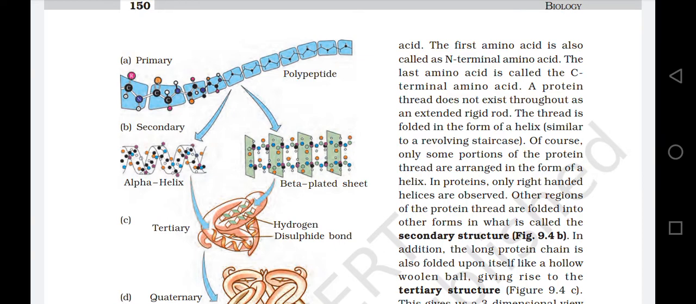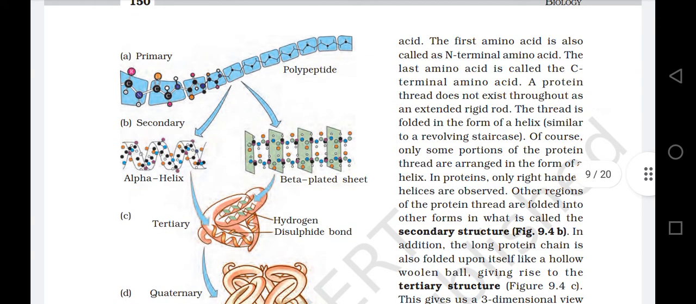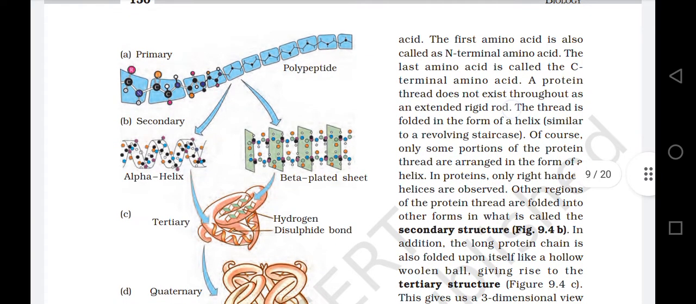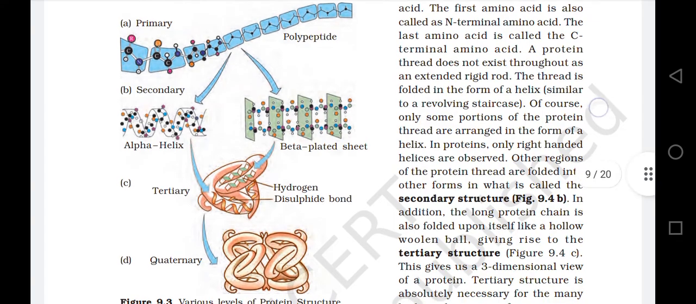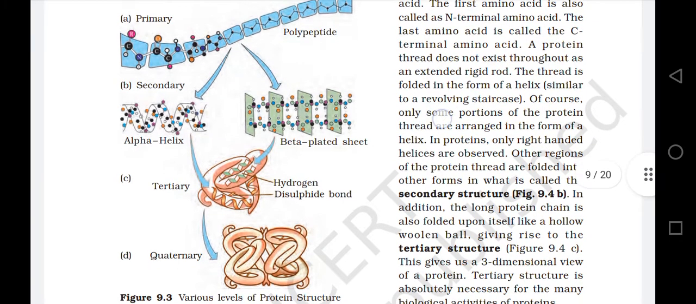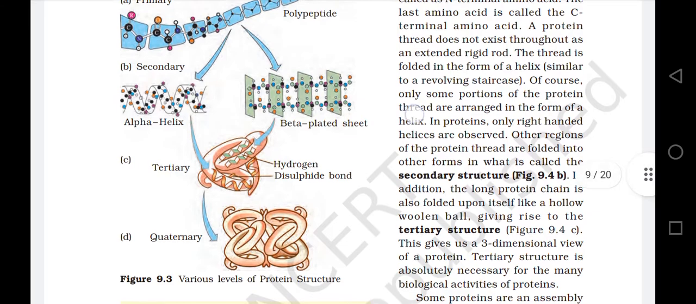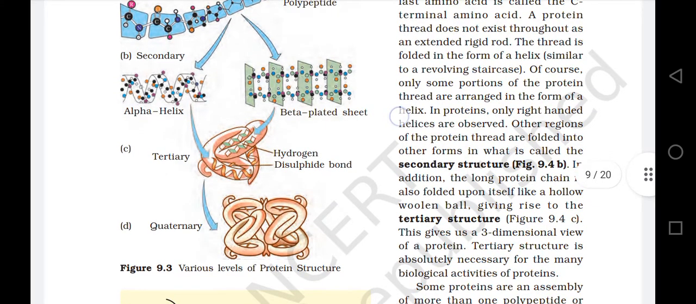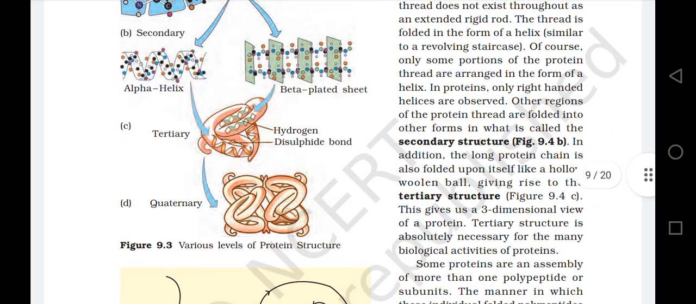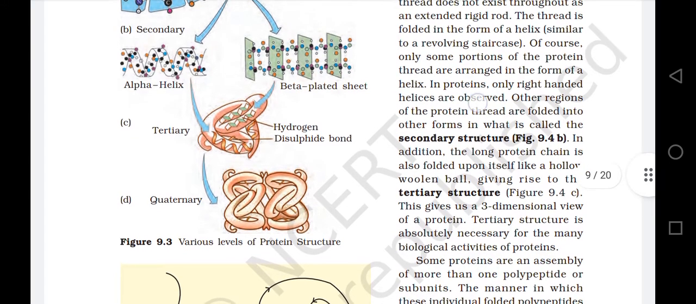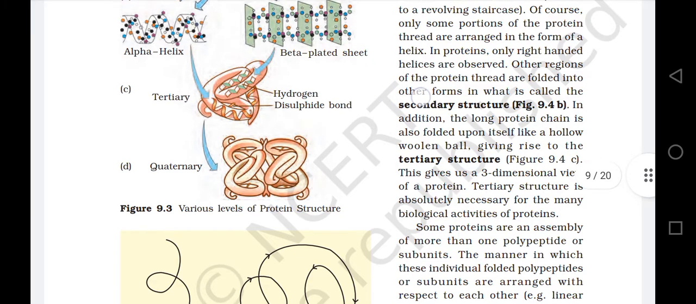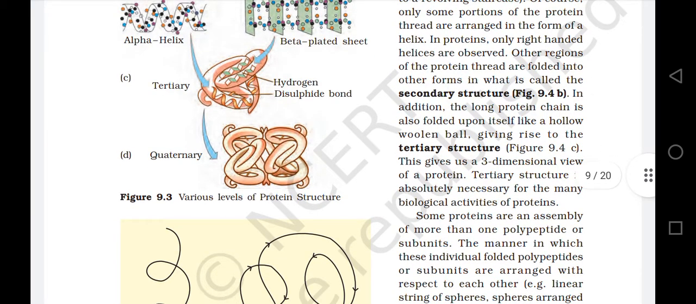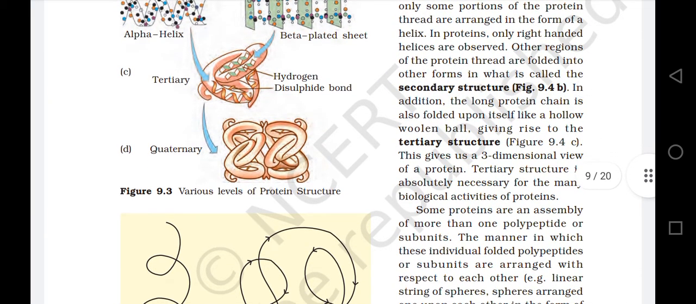A protein thread does not exist as an extended rigid rod. The thread is folded in the form of a helix, similar to a revolving staircase. Of course, only some parts of the protein thread are arranged in the form of a helix. In proteins, only right-handed helices are observed. Other regions of the protein thread are folded into other forms in what is called the secondary structure. Figure 9.4b.